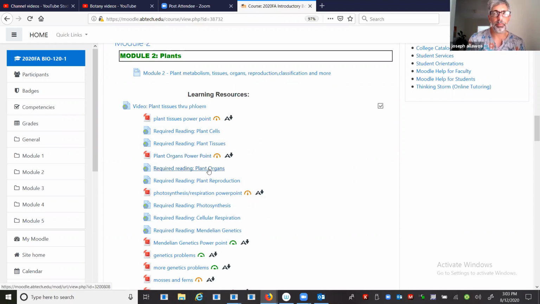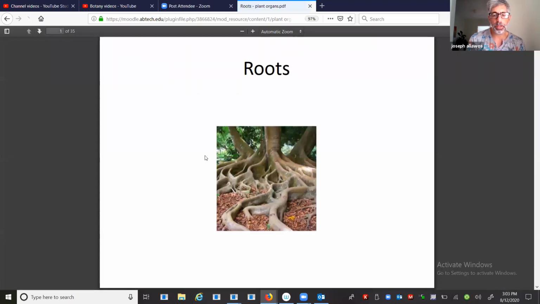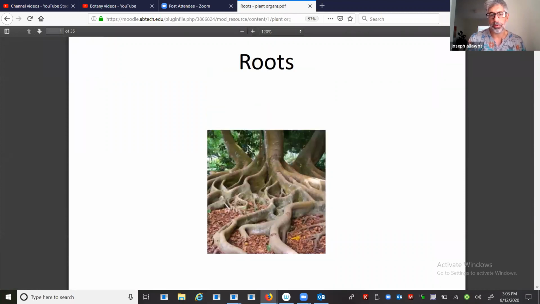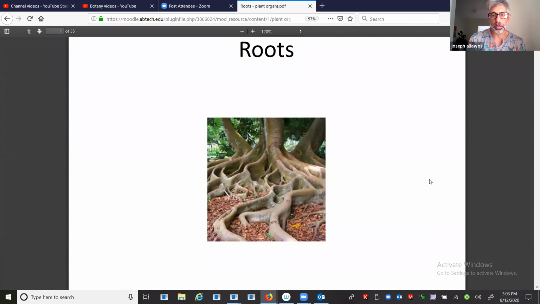There's some required reading about plant organs. Now, when you start thinking about plants, you realize plants aren't as complicated as animals. Think of all the organs in an animal, right? You've got your heart and your lungs and your liver and your skin. Plants are pretty straightforward. We have roots.